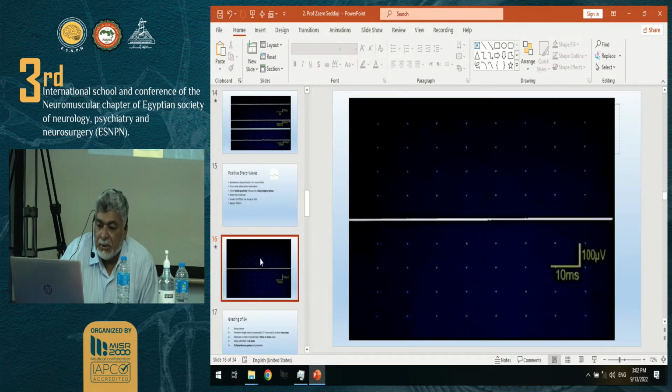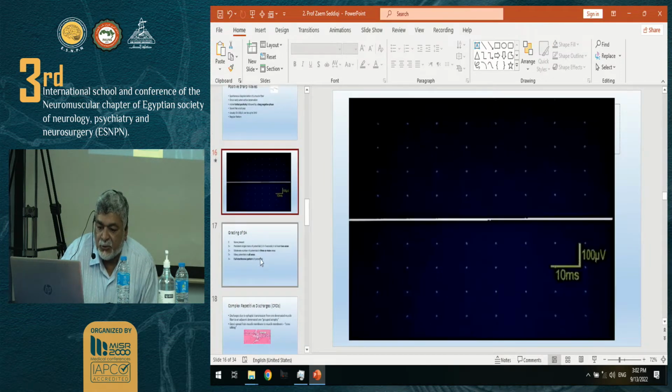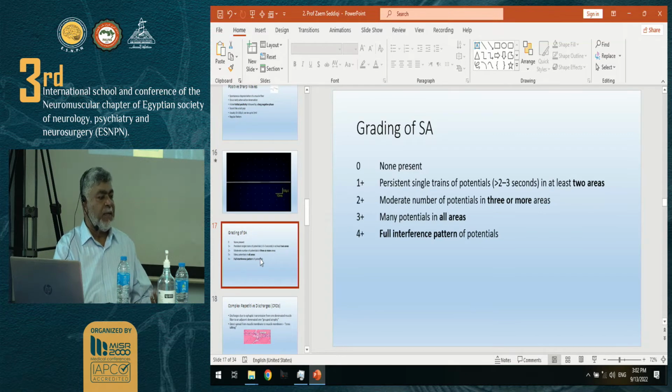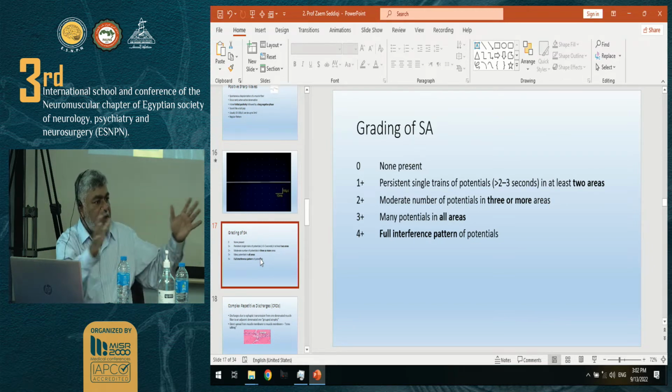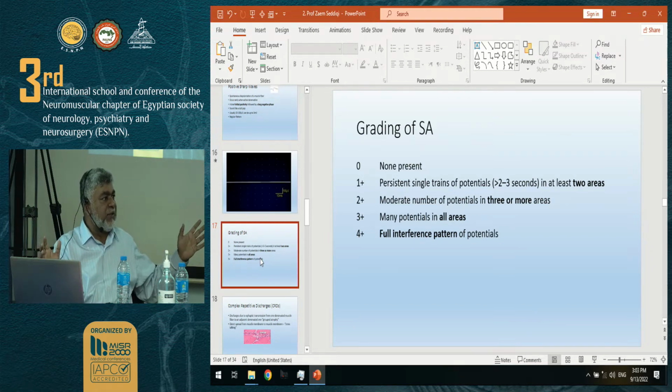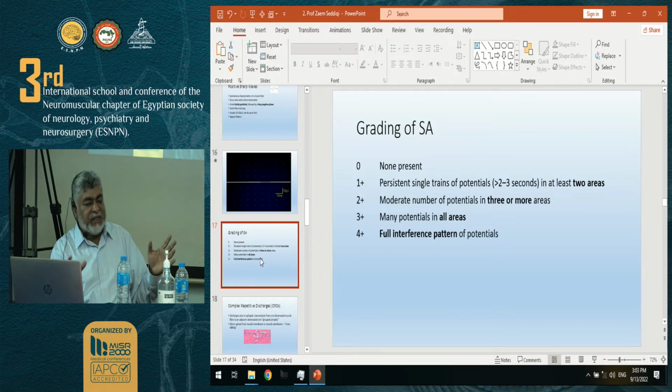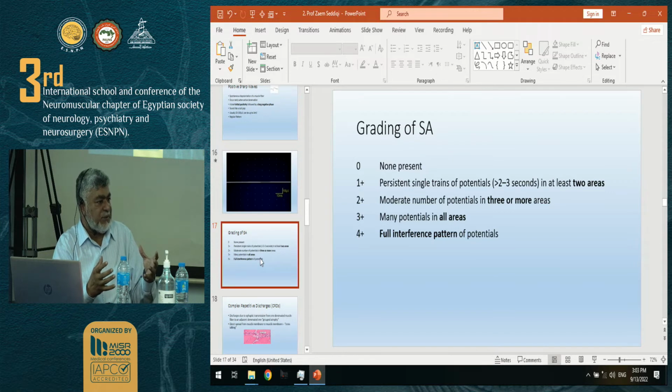Now we go down. So this is how we grade spontaneous activity. You have to tell how severe the spontaneous activity is, okay? It's graded from 1+ to 4+. If the whole screen is full of spontaneous activity, that's 4+; you can't see the baseline. And 1+ is just a single train of fibrillations or positive sharp waves. So in some way you can quantify your spontaneous activity based on how frequent it is.